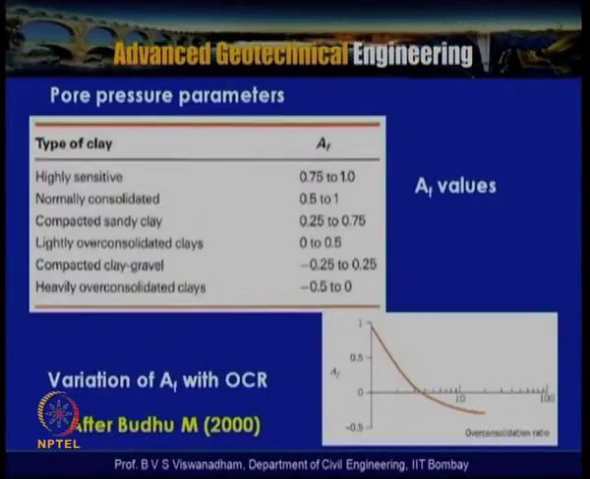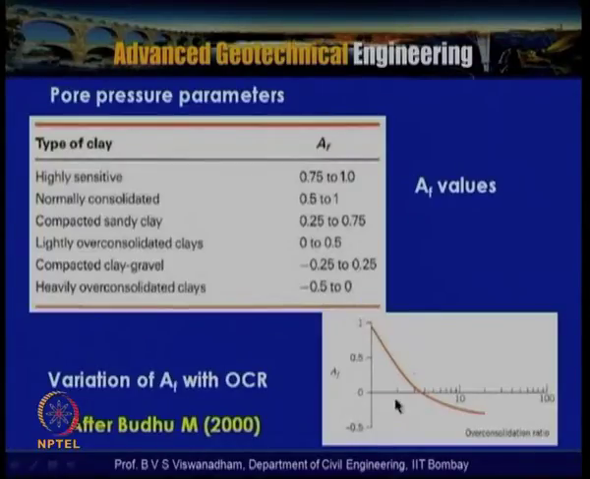So this particular table gives typical Af values: for highly sensitive clays, 0.7 to 1, and for normally consolidated clays, 0.5 to 1. For compacted sandy clay, the Af value is 0.25 to 0.75, and lightly over consolidated clays have 0 to 0.5, and compacted clay gravel has minus 0.25 to plus 0.25. Heavily over consolidated clays can go from minus 0.5 to 0.